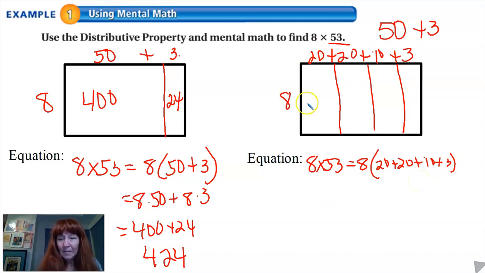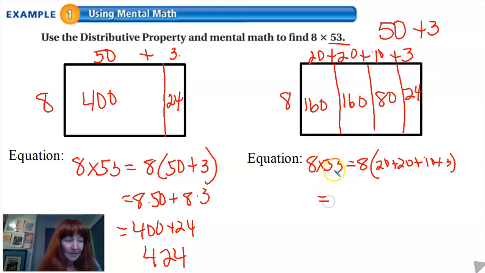Okay, so 8 times 20, that's 160. I like to do it up here first just to make sure the math down here is going to match. 8 times 20 is 160. 8 times 10 is 80. And 8 times 3 is 24. Area model of multiplication says you just add up all those areas and that's the total area.